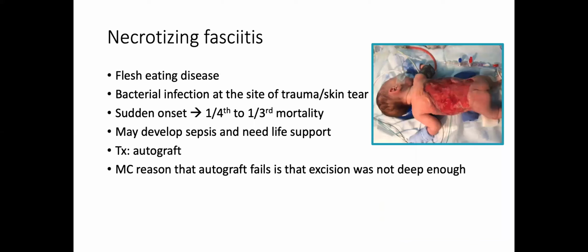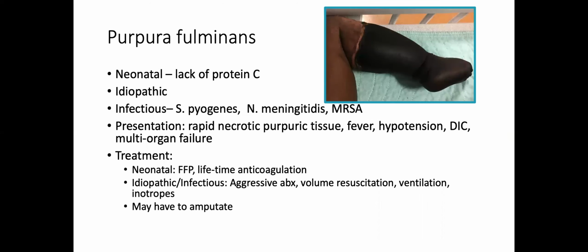Necrotizing fasciitis is the flesh-eating disease. It's a bacterial infection at the site of trauma or skin tear. It's sudden onset. A fourth to a third result in mortality. They may develop sepsis, they may need life support. You might see these in question stems. Treatment is going to be autograft, and the main reason that autograft fails is that the excision was not deep enough. So important to know.